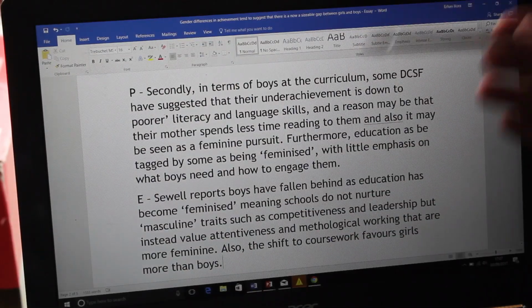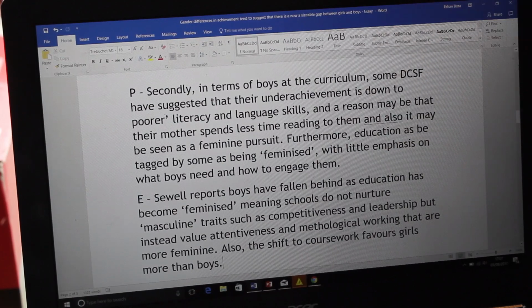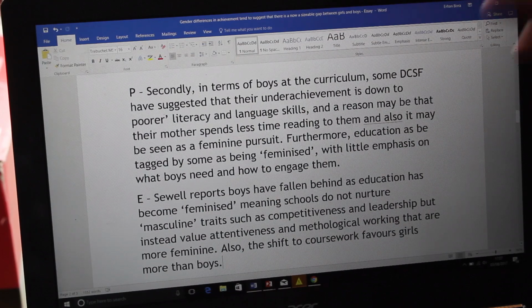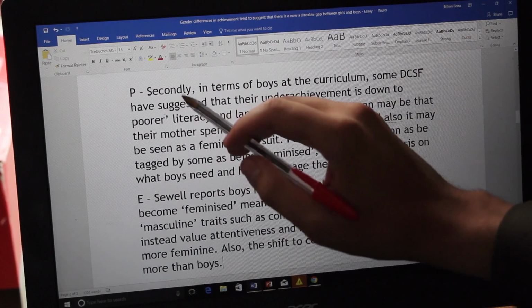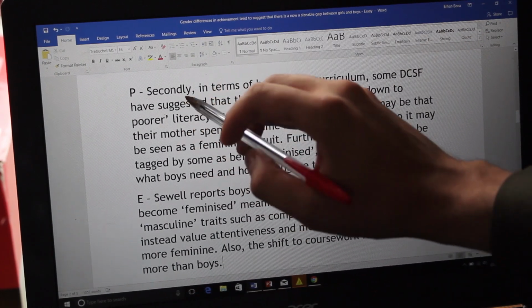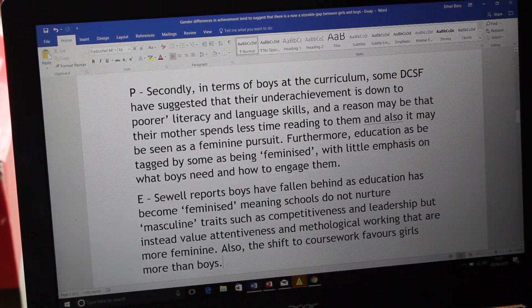Now, in my second PES paragraph, I'm focusing on the boys. The question is asking to focus on gender differences, so I'm not solely going to talk about what happens to girls and why girls are doing so well. I'm going to talk about what happens to boys. I also covered what happens in wider society, so now I want to look at what happens to boys within schools. So secondly, okay, I'm allowed to examine this. This is my second point, my second key paragraph here.